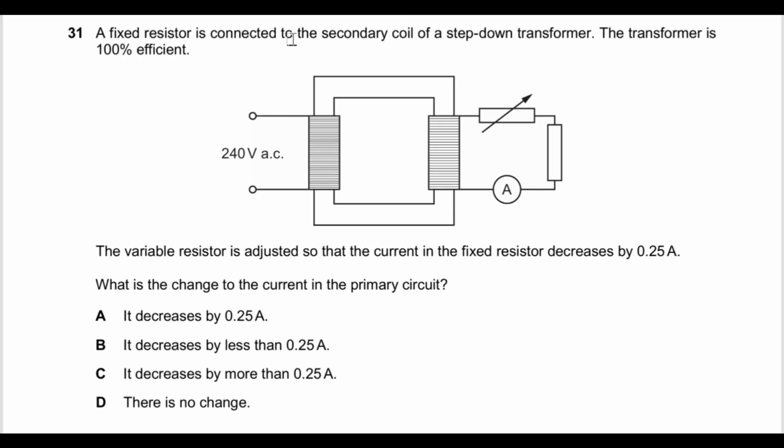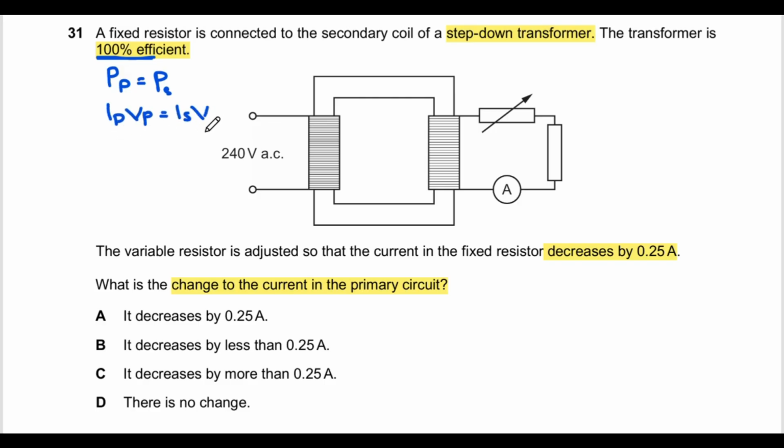Question number 31 says a fixed resistor is connected in the secondary coil of a step-down transformer. The transformer is 100% efficient. The variable resistor is adjusted so that the current in the fixed resistor is decreased by 0.25 ampere. What is the change to the current in the primary circuit? The transformer is 100% efficient. That means the power in the primary coil would be equal to the power in the secondary coil. And power can also be written as the product of current and voltage.